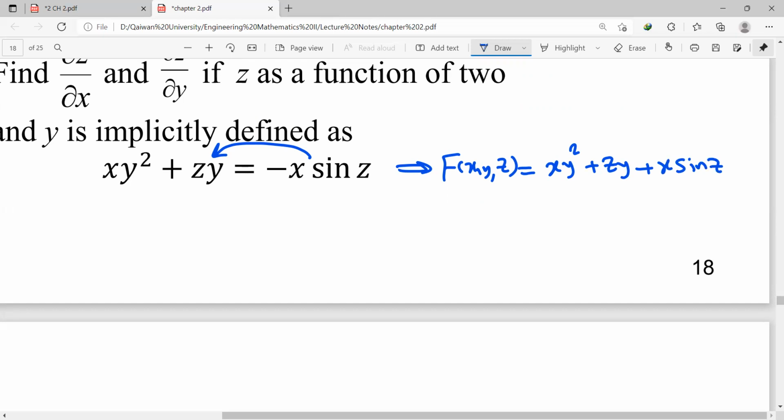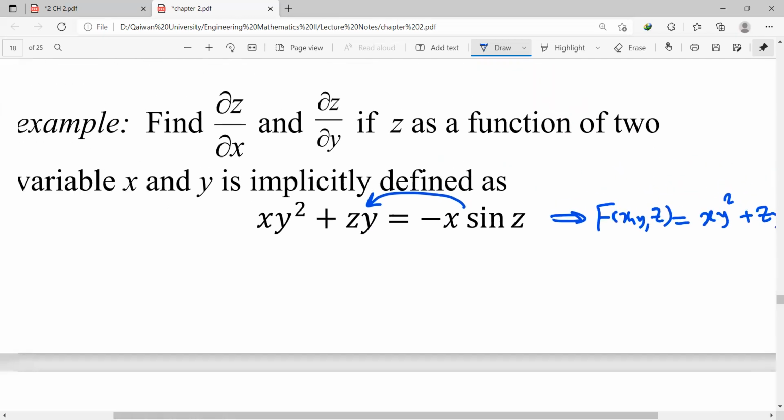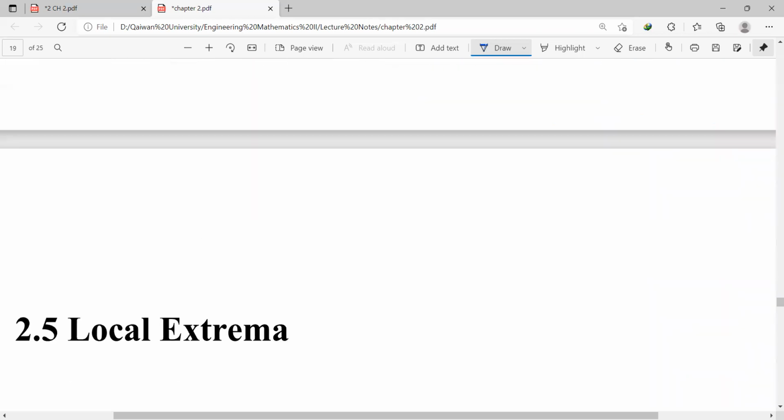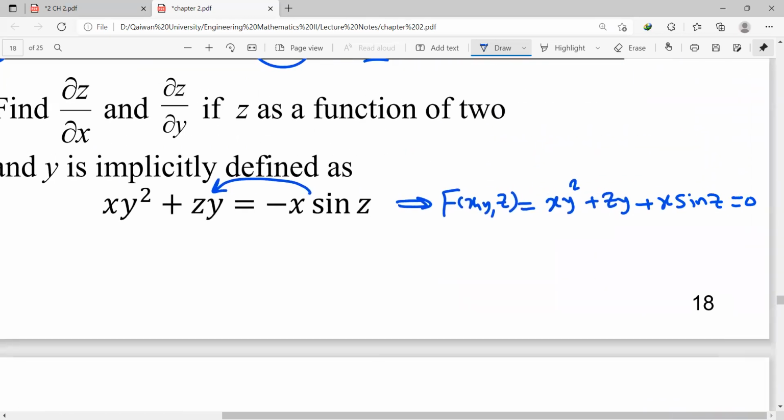Is that equals 0? We just move to the left and say capital F of x, y, z. Now we are going to find capital F sub x, capital F sub y, and capital F sub z. To find partial z by partial x, we need f sub x and f sub z. And for this one, we need f sub y and f sub z. That means here we just need f sub x, f sub y, and f sub z to get those partial derivatives.